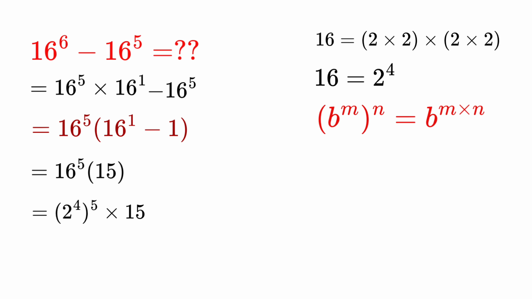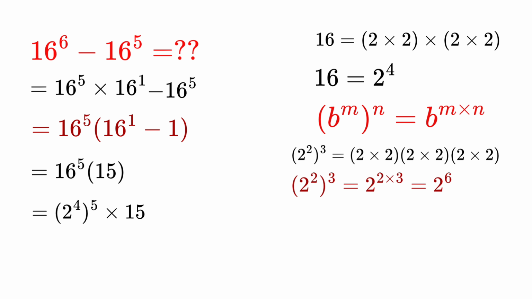Let me show you with a simple example first. 2 raised to the power of 2 whole power 3. It means 2 into 2 into 2 into 2 into 2 into 2, which equals 2 to the power of 6. That's 2 raised to 2 times 3, which equals 2 to the 6th power.